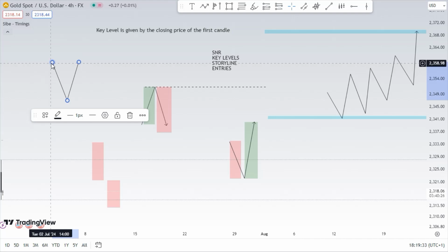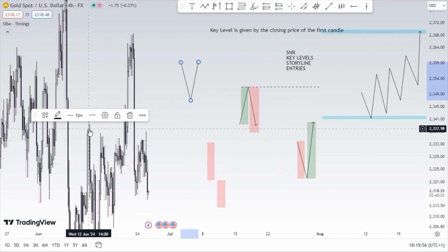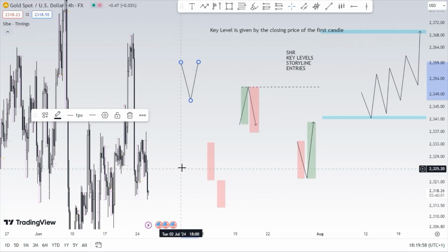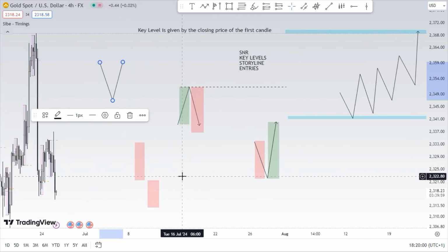So now, at a key level, what do we expect? We are expecting a storyline to start. When we're expecting a storyline to start, by storyline, what do I mean? The storyline is literally the story that price tells you, whether it wants to go up or it wants to go down from a key level. So usually at key levels, we're expecting storylines to begin. But let me go on and show key levels on the charts before we actually come to the storyline.